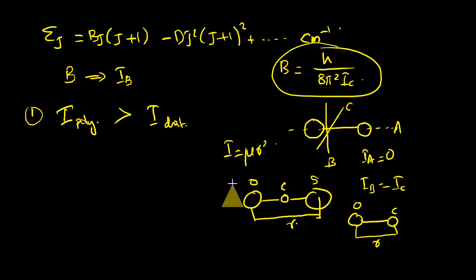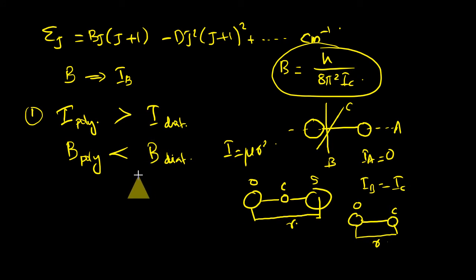Therefore, the moment of inertia I will be greater in the case of a polyatomic molecule. So I in the case of polyatomic molecules will be greater than that in the case of diatomic molecules, and therefore B, you know that I and B are inversely proportional. B in the case of polyatomic molecules will be less than the B in the case of diatomic molecules, right?